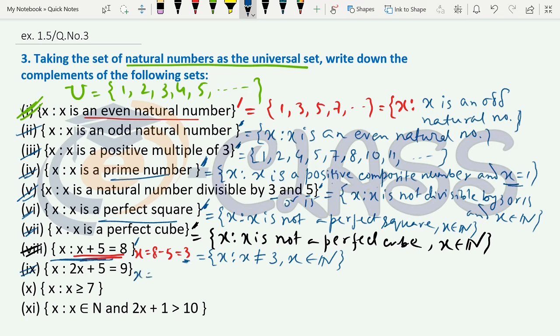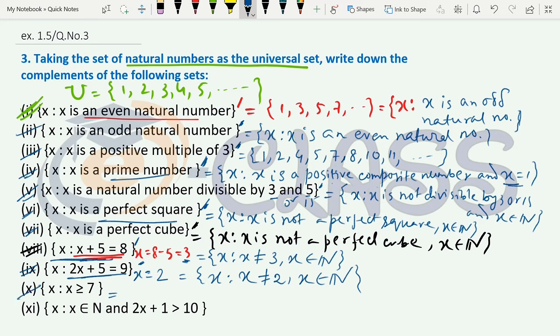Now question number 9. If you solve question number 9, you get x equals 4 by 2, which means 2. The complement is similar to the previous question. So the complement set is x such that x does not equal 2 and x belongs to the natural number set.